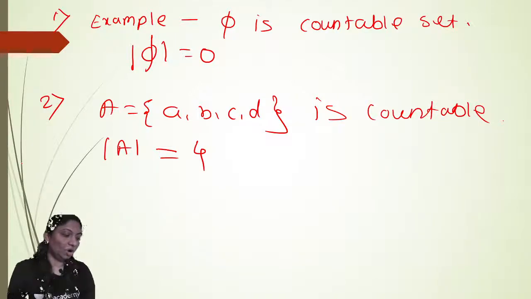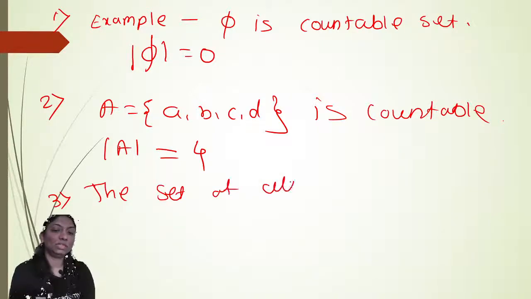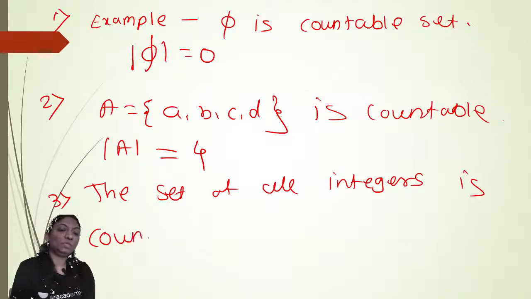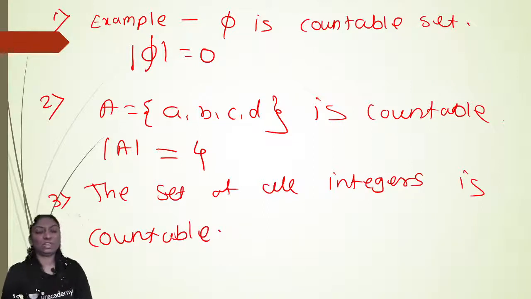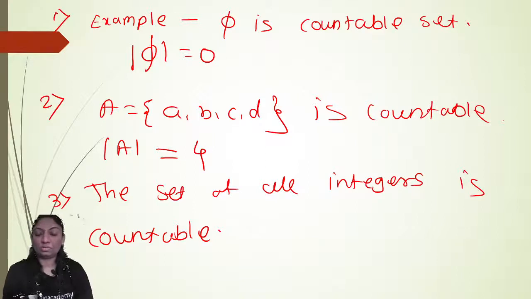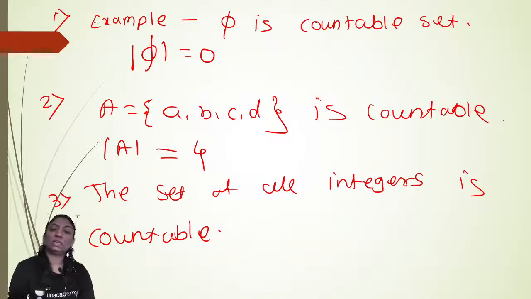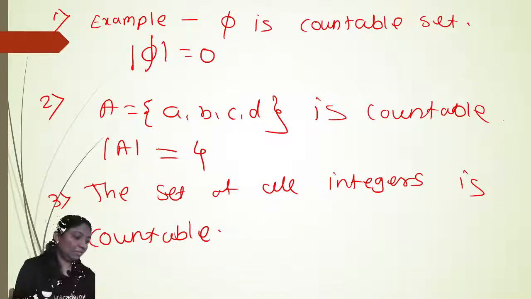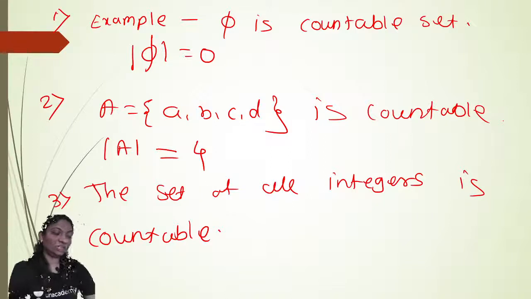Okay, the set of all integers is countable, because we know that we can establish a one-to-one correspondence between the set of integers and the set of natural numbers. Therefore, the given set of integers is countable. Now if you want, we can see here a one-one correspondence between the set of integers and the natural numbers.